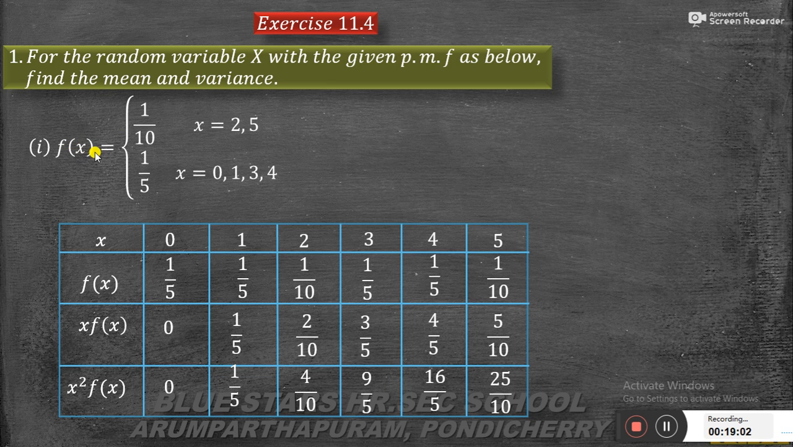So f of x equals 1 by 10 for x values 2 and 5 only. And for x equal to 0, 1, 3, 4, these x values take 1 by 5.